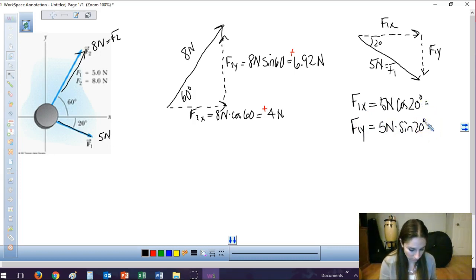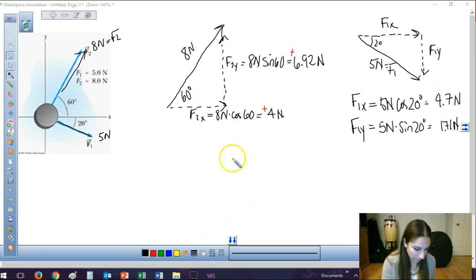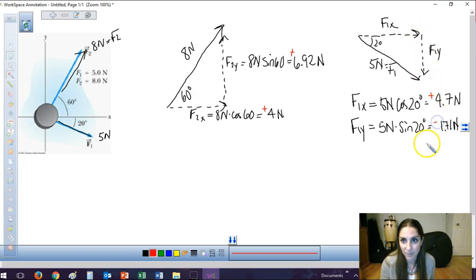So 5 times sine 20 gives 1.71 newtons, like that. And this one, 5 times cosine 20, gives me 4.698. I'm going to go 4.7 here, just around. Okay. So now what I'm going to do is, like I said, check signs. I see that F1x goes to the right, so that's going to be positive, but notice that F1y is down, so that will be a negative value.